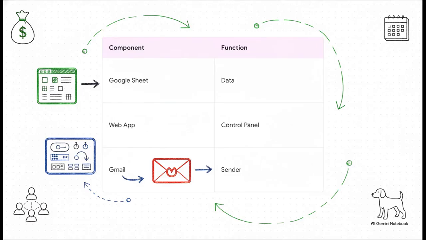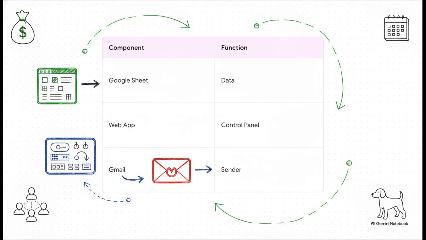So how does it actually work? There are 3 main pillars to this tool. First, the Google Sheet. That is your data. Every single account, amount, and due date lives in a sheet that you own. Second is the web app. Think of this as the control panel where you import, stage, review, and send your emails all without needing to know a single complex spreadsheet formula.